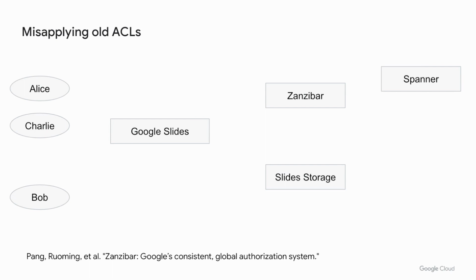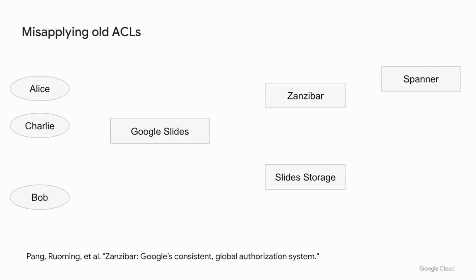Alice goes to Google Slides and says, hey, remove Bob. Google Slides goes to Zanzibar and says, please remove Bob from the ACL set, and then writes it to Spanner. Alice can now tell Charlie, hey, please go ahead and make the changes. I've removed Bob. And so Charlie will update the content, and the Google Slides service will check with Zanzibar, is Charlie allowed to modify the content, and finally write the updated content to the storage.